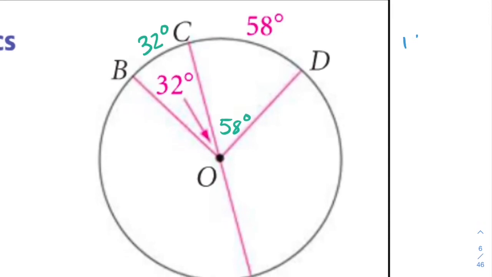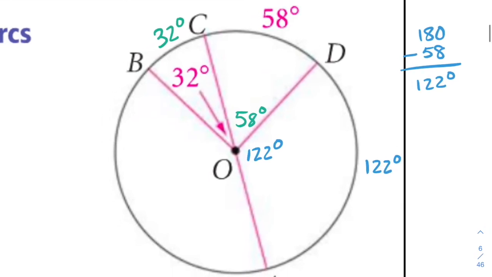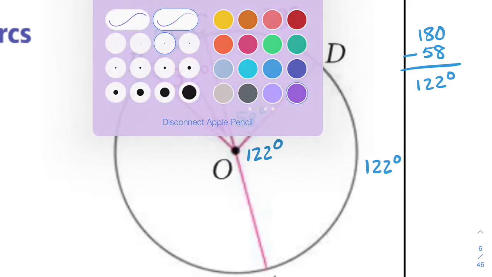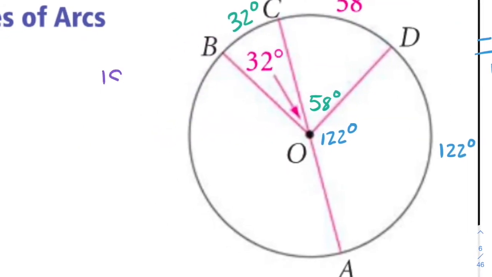So I'm going to do 180, take away 58, and I will get 122 degrees. So this arc is 122 degrees, and so is this angle here, 122. And then I'm going to do this work again, and I'm going to do 180, take away 32 degrees, and so I get 148. So this is 148 degrees, and this arc is 148 degrees.